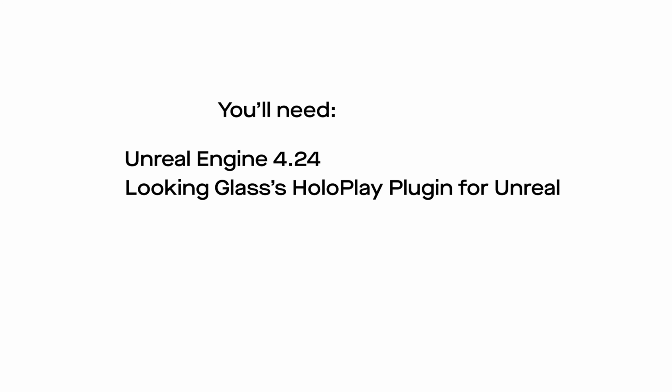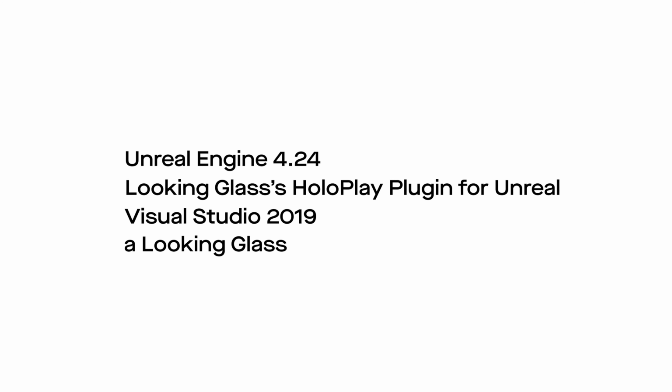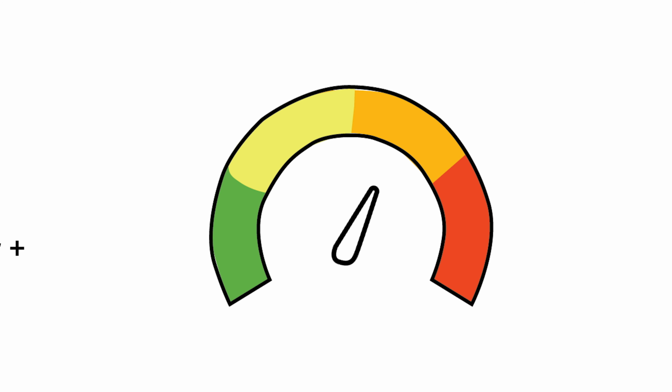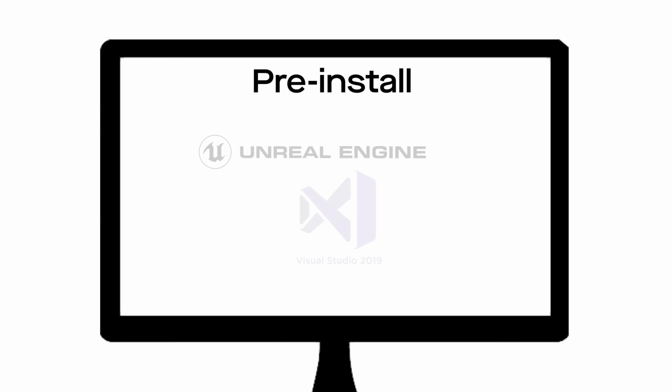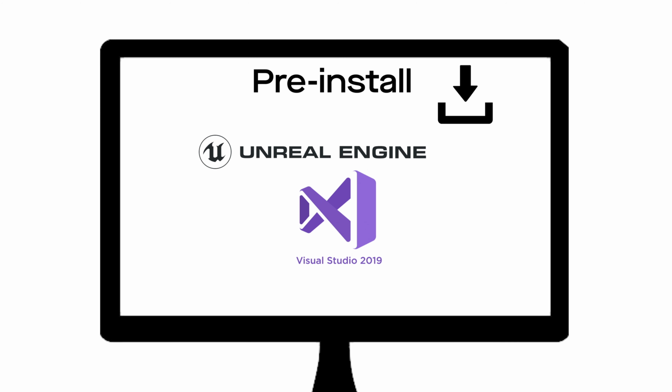For this tutorial, you'll need Unreal Engine 4.24, Looking Glass's HoloPlay plugin for Unreal, Visual Studio 2019, and of course, a Looking Glass. This tutorial is aimed at those that have at least beginner experience using Unreal. You should have Unreal 4.24 and Visual Studio 2019 pre-installed before we get started.